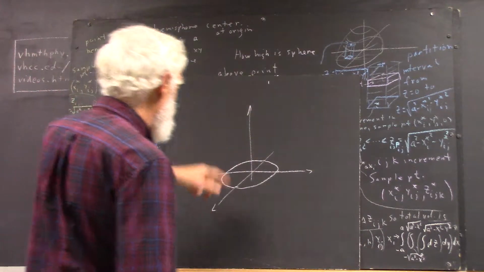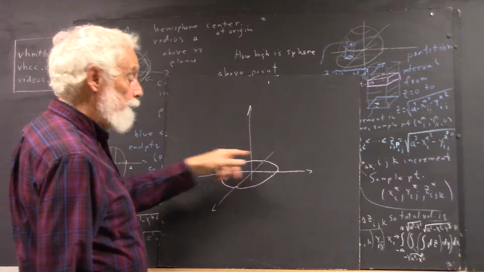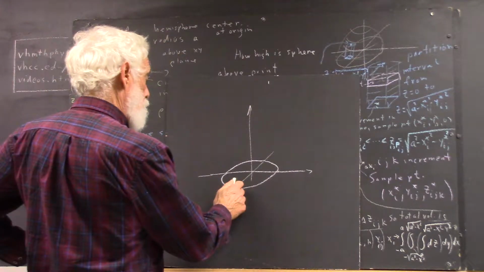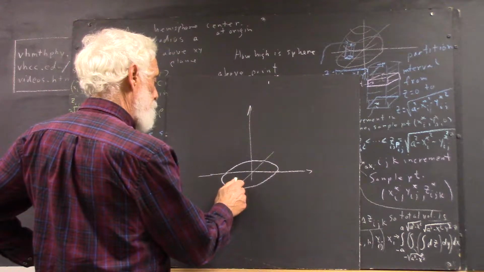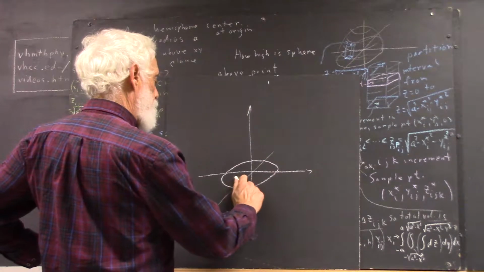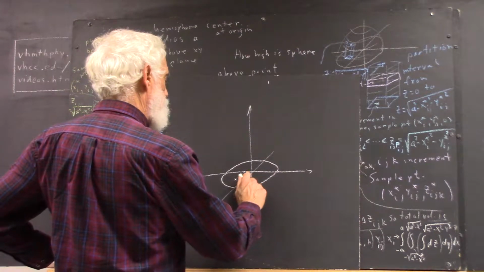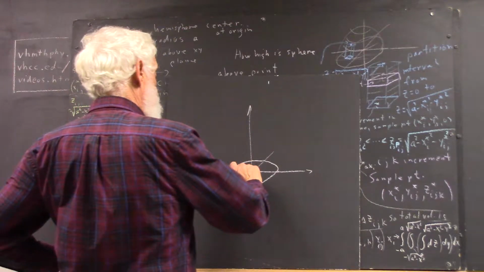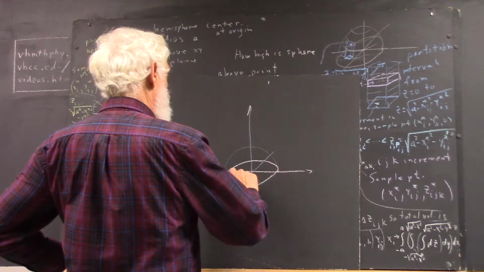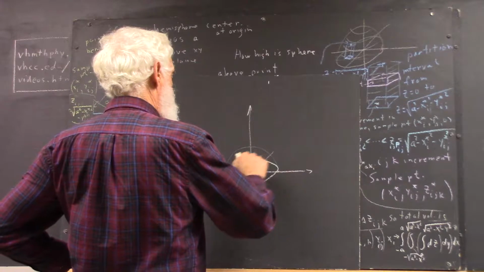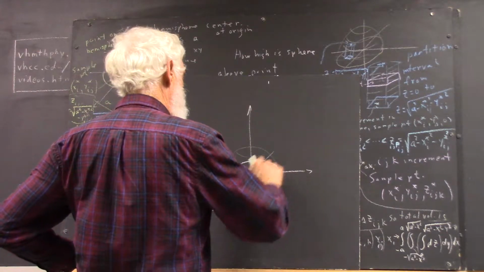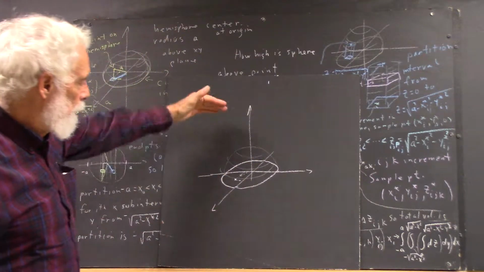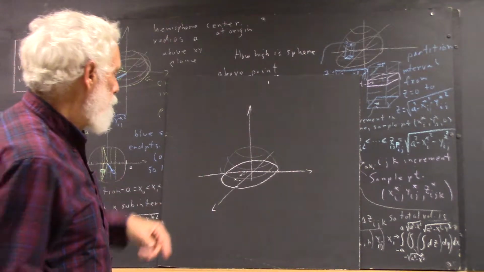Excuse me, this picture depicts a circle in the XY plane. And let's let this point be some point in the XY plane within the circle. Now we want to talk about a sphere of radius a, for the hemisphere, the upper hemisphere of the same radius.